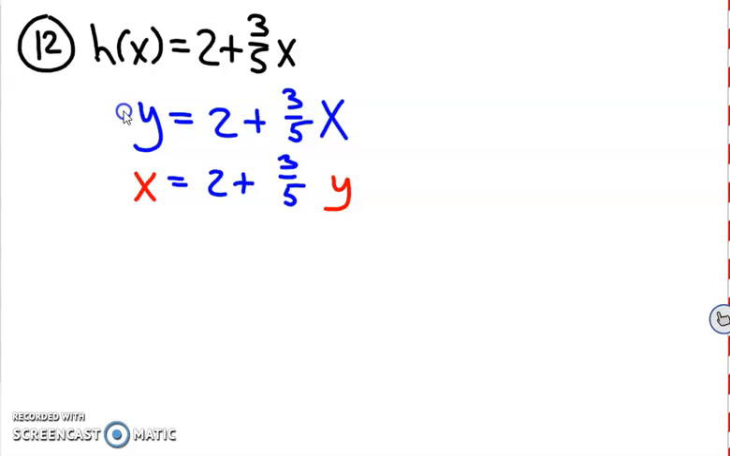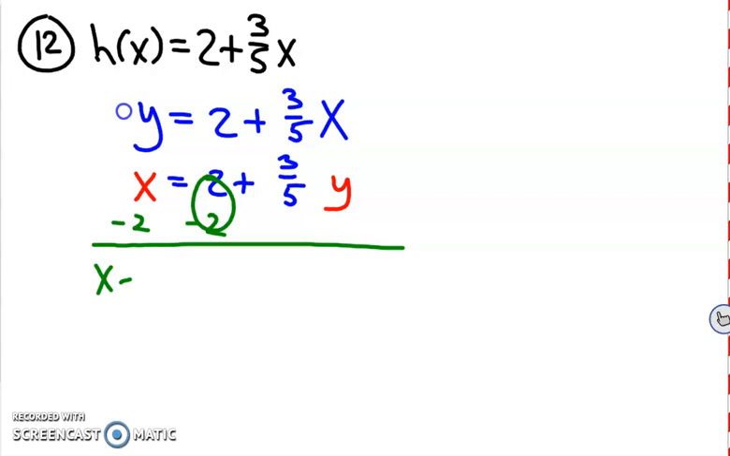So the first step is to get rid of the 2. So we're going to do subtraction. So x minus 2 is equal to 3/5 y. And then we talked about this in a previous lesson. Anytime we have a fraction and I want to make the value become a 1y, we multiply that fraction by its reciprocal. In this case, it would be 5/3.